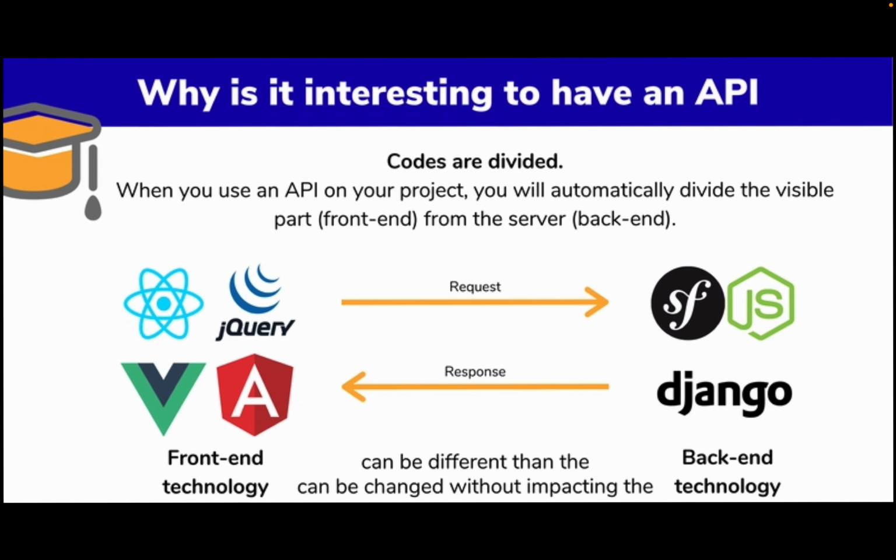Why is it interesting to have an API? Code is divided. When you use an API in your project, you will automatically divide the visible part, the front end, and the server part, the backend. We have a few of the front end tools on the left, and the backend tools on the right side. So they can be different, and a change in one does not impact the application.